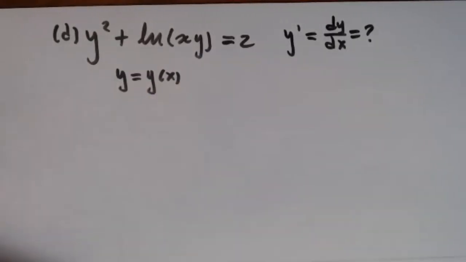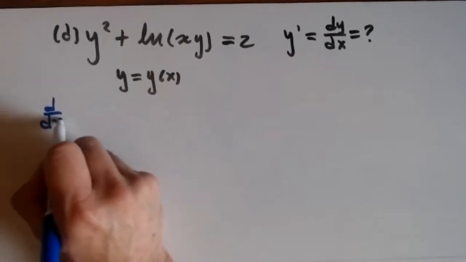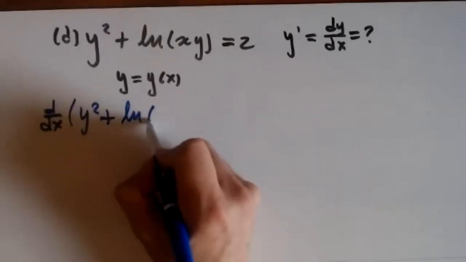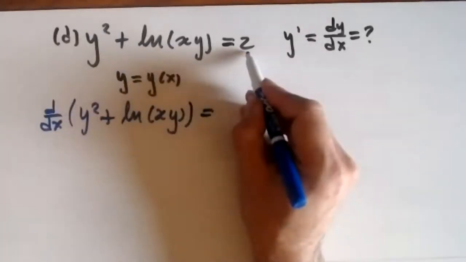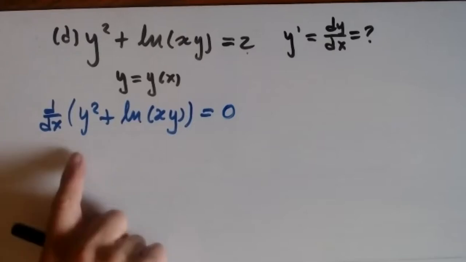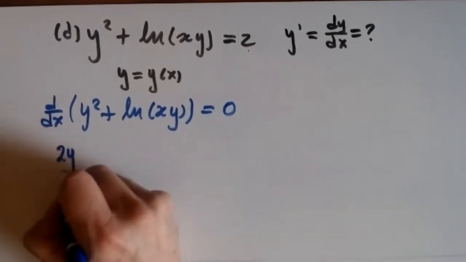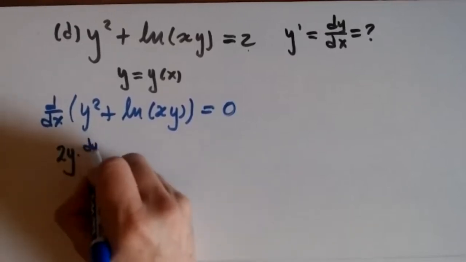So what I have to do is take the derivative of both sides. Derivative with respect to x of y squared plus ln xy equals derivative of the 2, which is 0, so I don't write it. Now I have to do the calculus. Derivative of the power: 2y times the derivative of the y, dy dx.